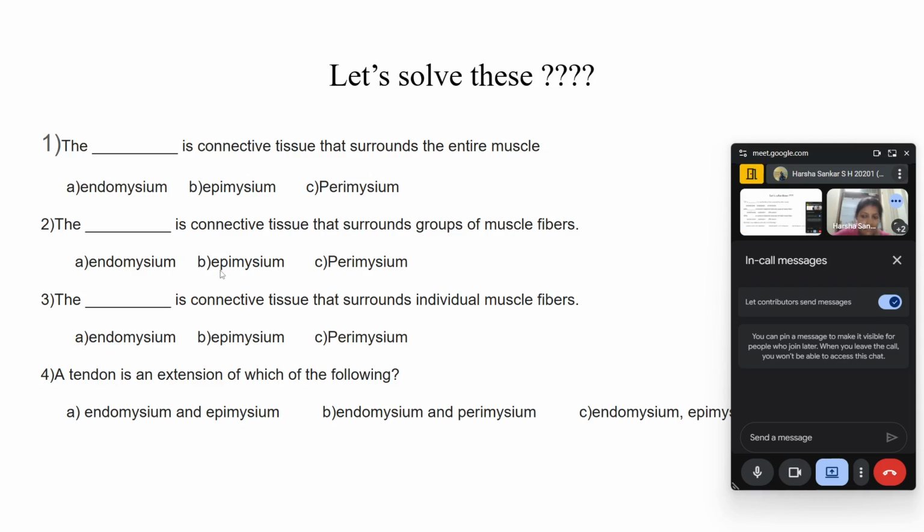Now second question is dash is the connective tissue that surrounds the group of muscle fibers. It's just a group of muscle fibers, not the entire muscle. So the layer that comes below that. Now we know entire muscle is covered by epimysium. What is the connective tissue that surrounds the group of muscle fibers? Any clue?